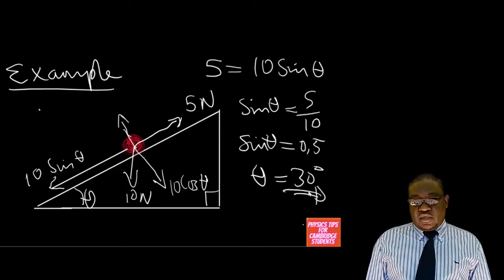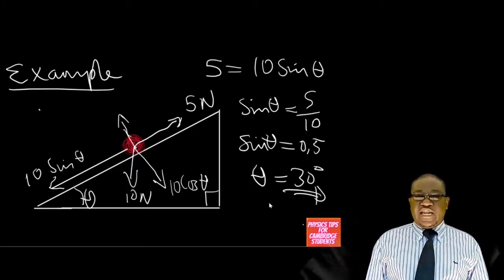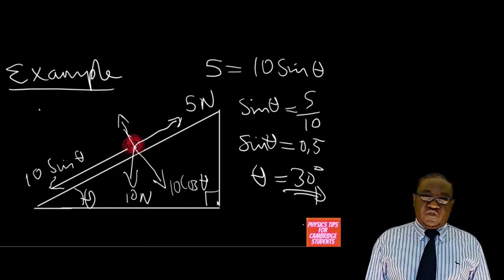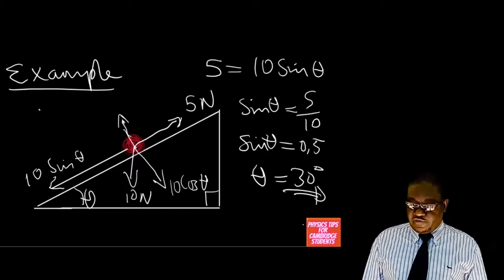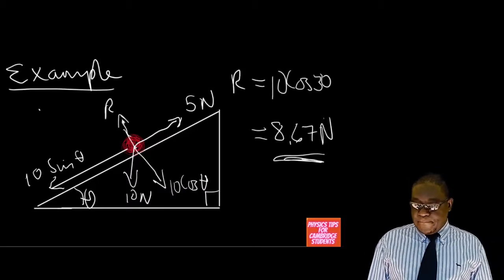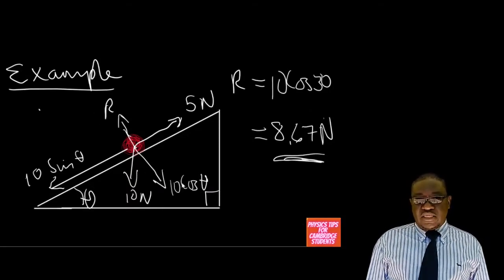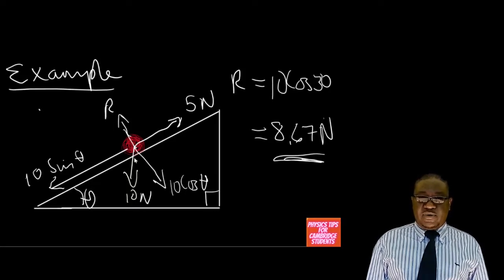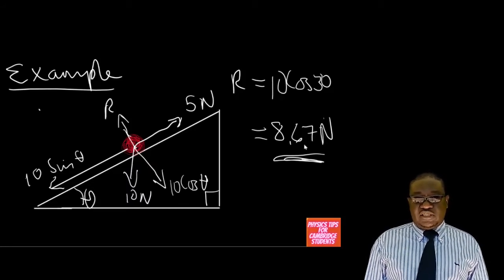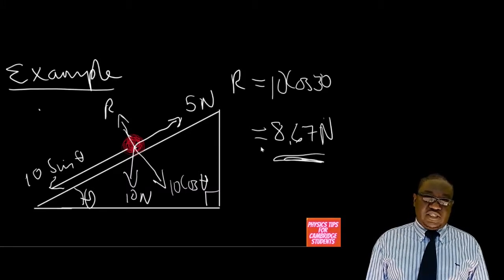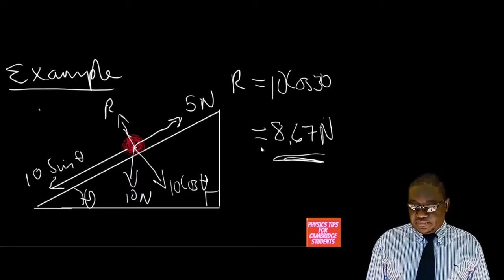Which means that we can now apply this 30 degrees to the component perpendicular to the plane to find the reaction force from the inclined plane. So R is equal to 10 cos 30 degrees. Now we know that the plane is at 30 degrees. So if you say 10 cos 30, you should get 8.67 newtons. This is our reaction force.